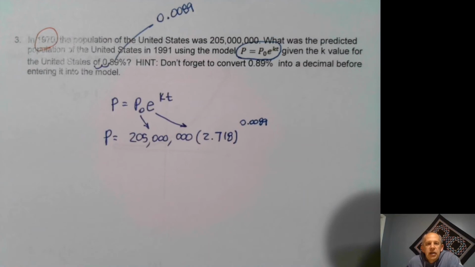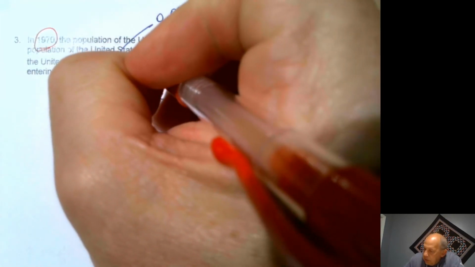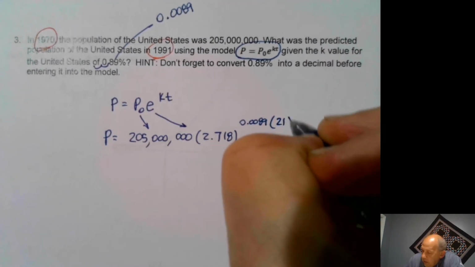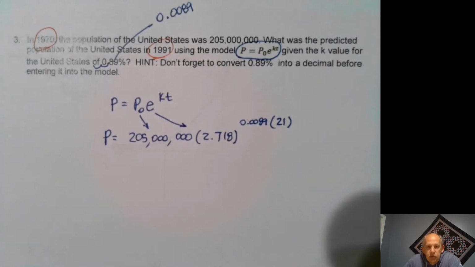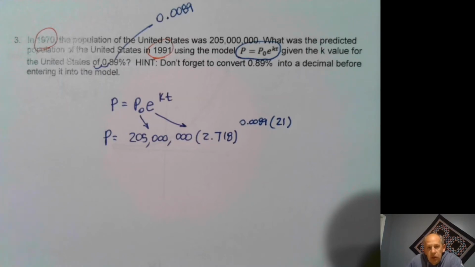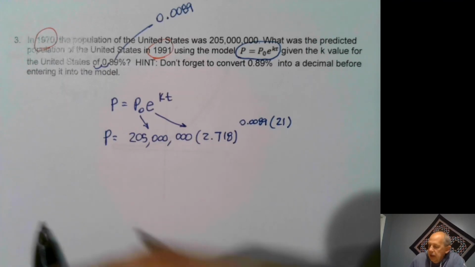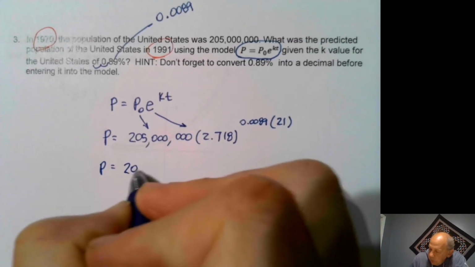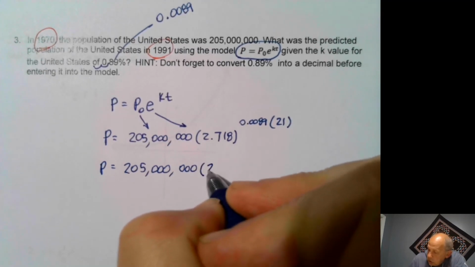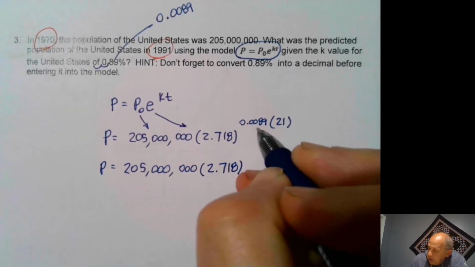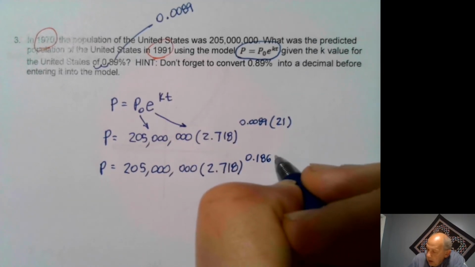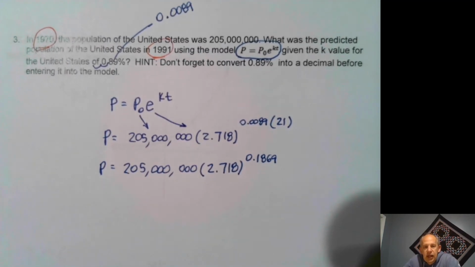This model started in 1970. I want to see what the population of the United States is in 1991. That is 21 years after the model began. 1970 to 1991, 21 years where people are giving birth and dying off in the United States. So, a lot of copying. 2.718. The only thing I'm going to do is multiply those two numbers together, come up with 0.1869.